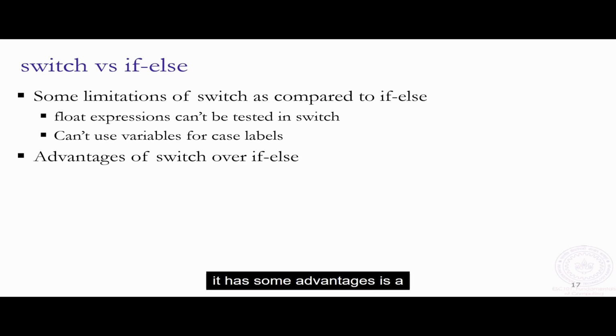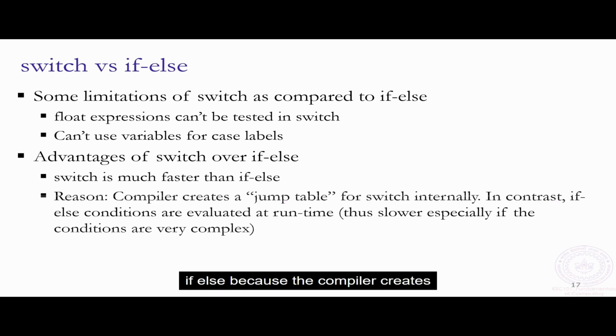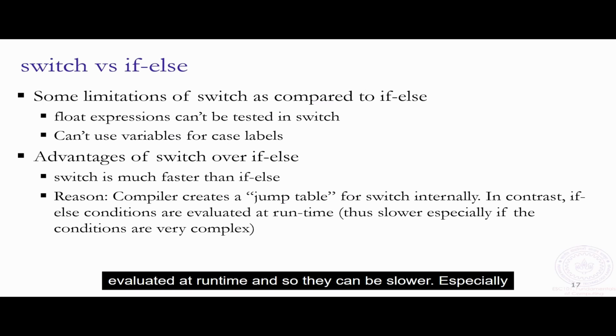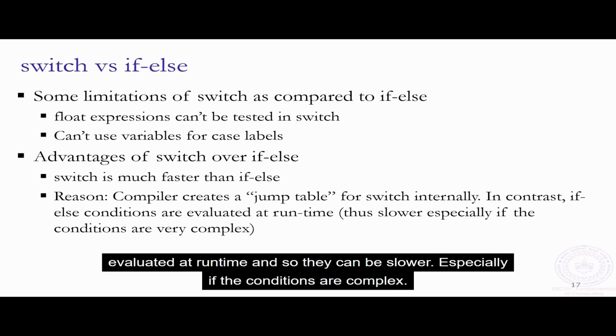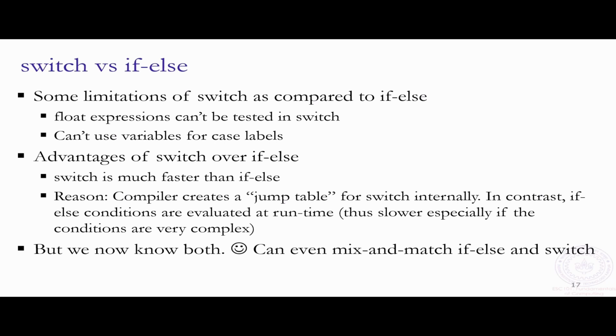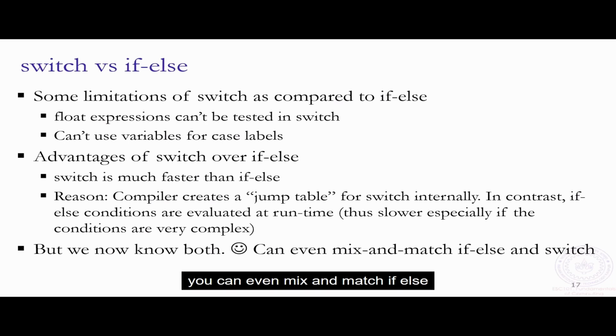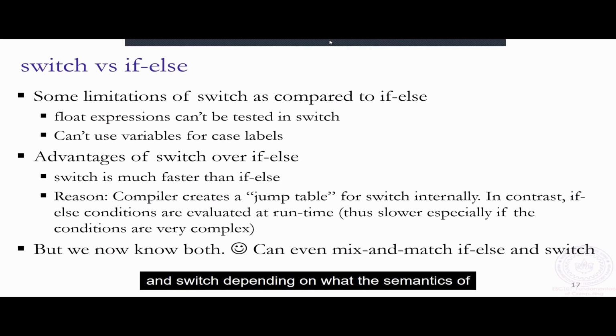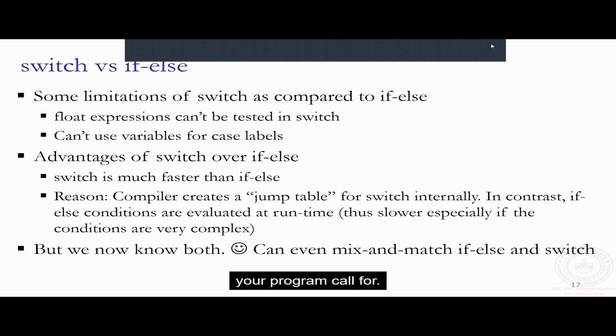It has some advantages. It is much faster in execution than if else because the compiler creates a jump table for the switch internally. In contrast, if else conditions are evaluated at runtime, and so they can be slower, especially if the conditions are complex. So now you know both, and you can even mix and match if else and switch depending on what the semantics of your program call for.